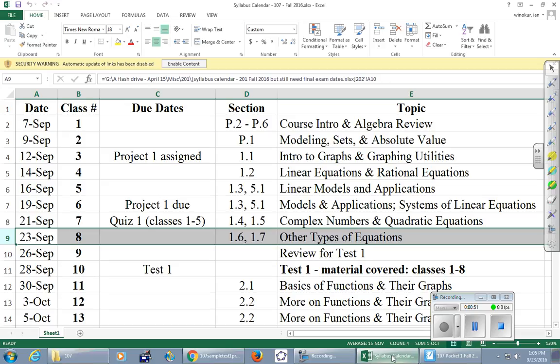One thing about the quizzes: I haven't graded them. I barely started grading the quizzes. I'll give them back to you on Monday. You'll have them with the feedback before you take the test on Wednesday.